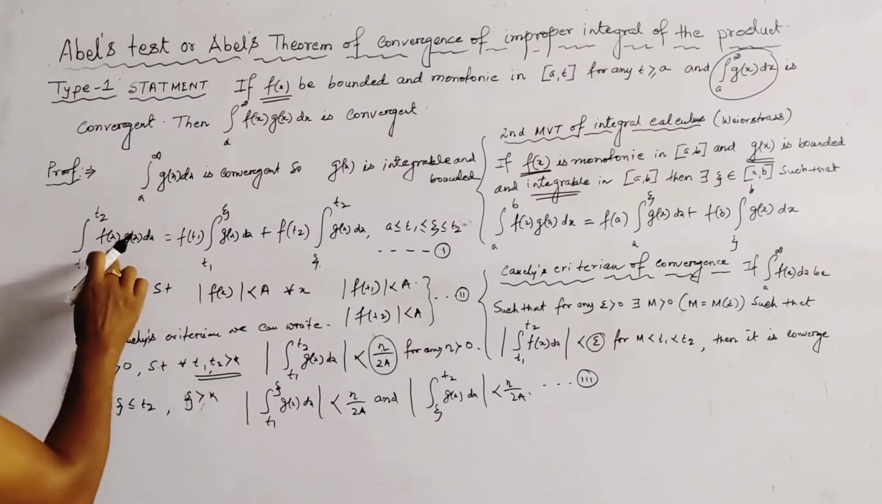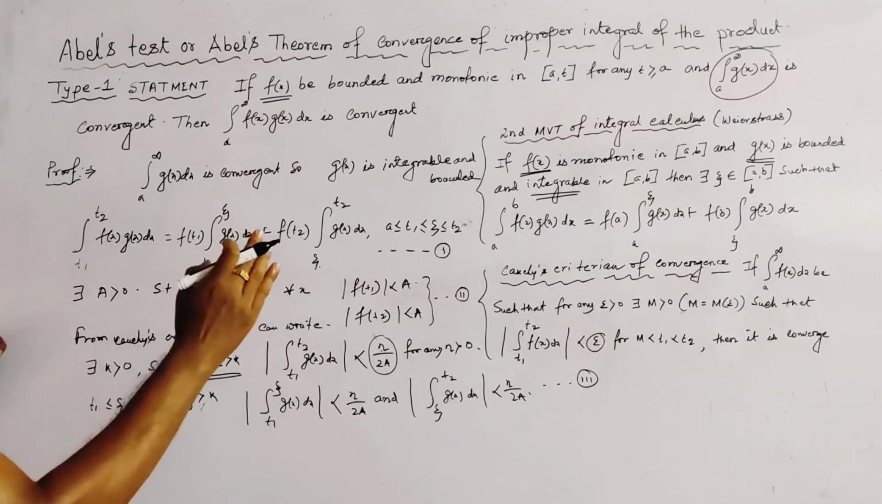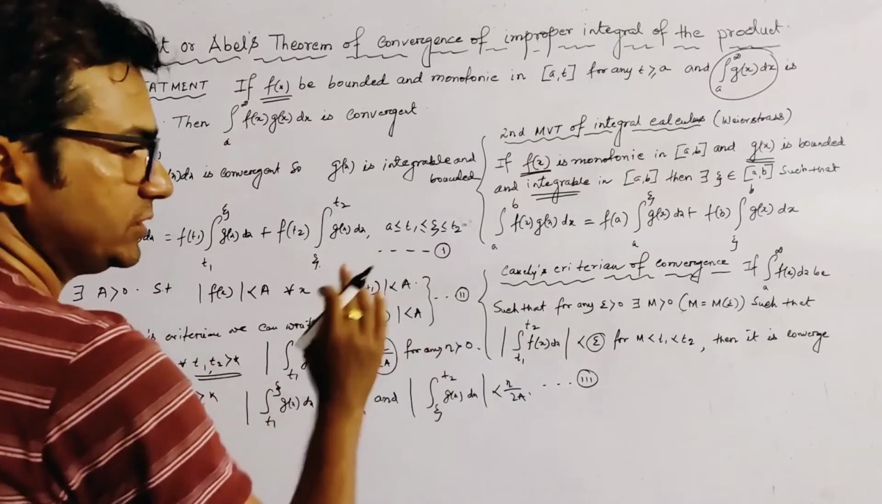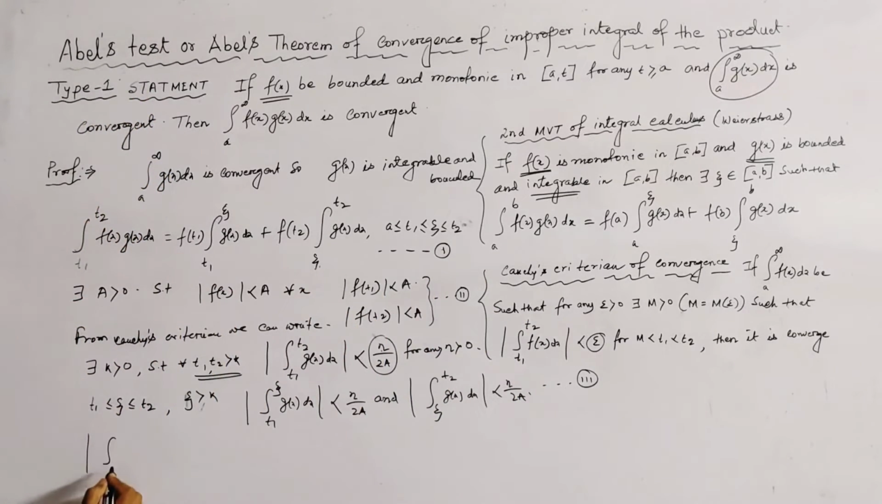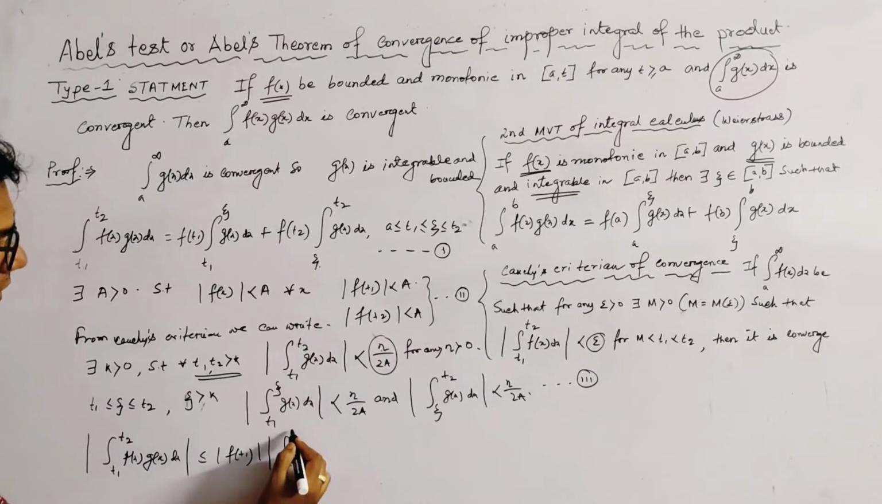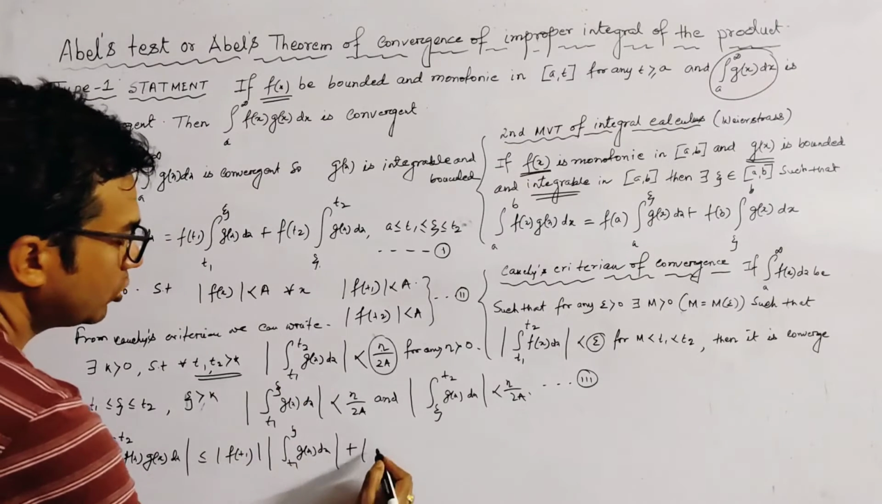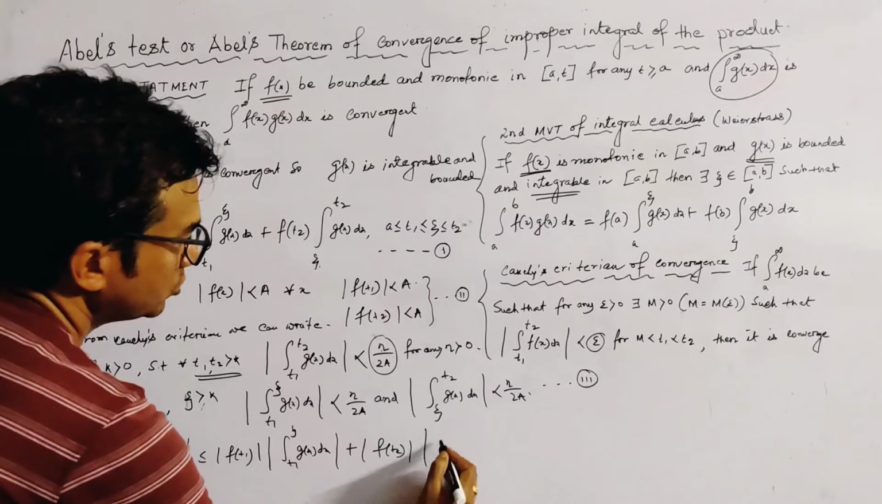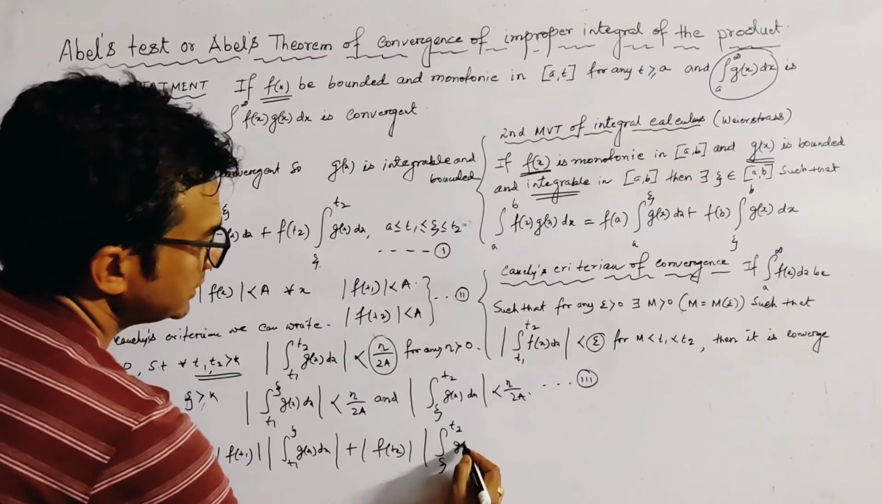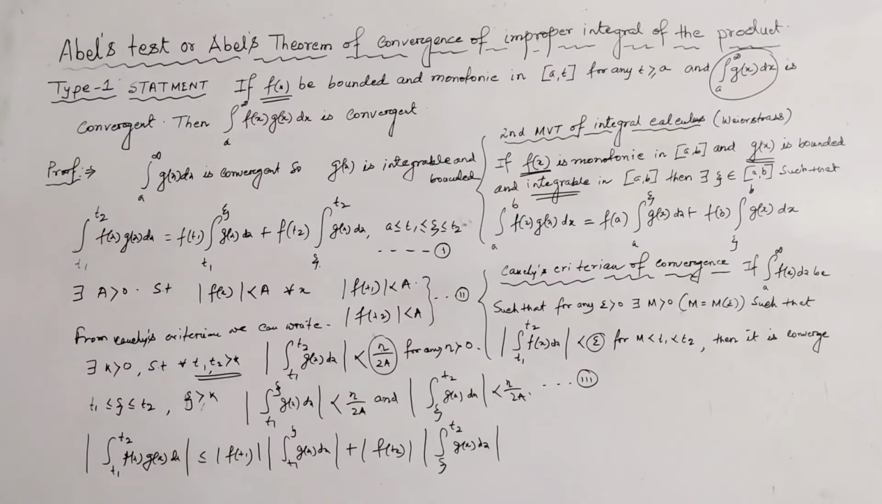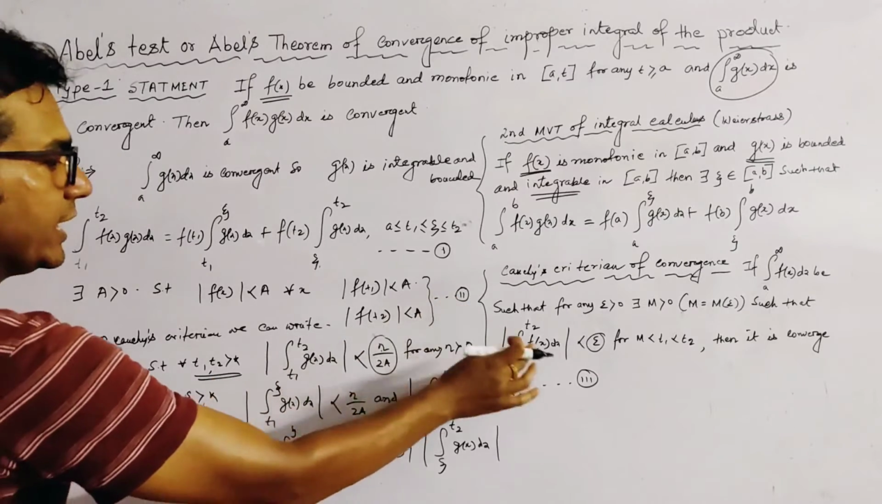Now from relation 1, by taking mod on both sides and using 2 and 3, we get mod of integration t1 to t2 f(x) g(x) dx is less than or equal to mod of f(t1) into mod of integration t1 to xi g(x) dx plus mod of f(t2) into integration xi to t2 g(x) dx, and we put the value from 2 and 3 here.